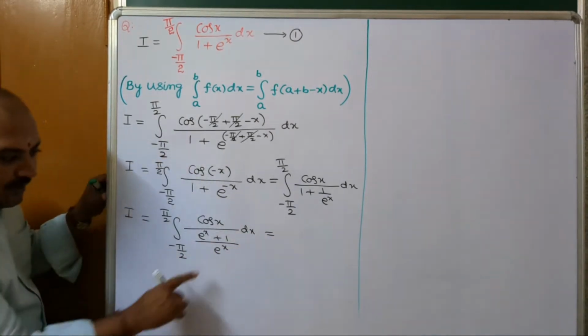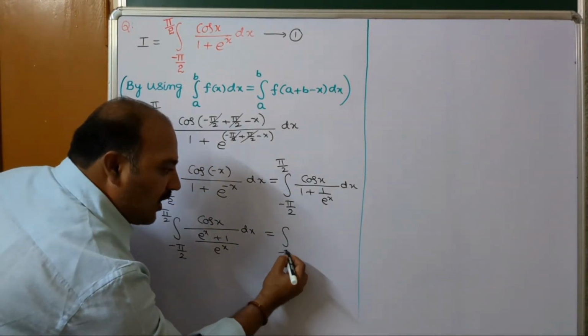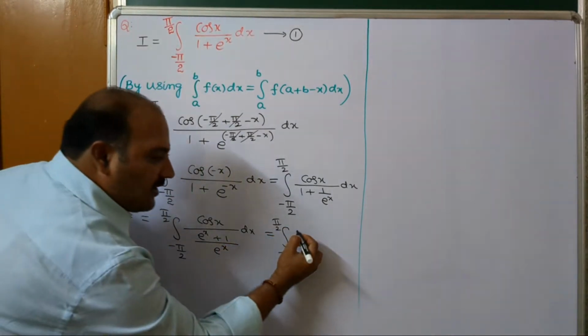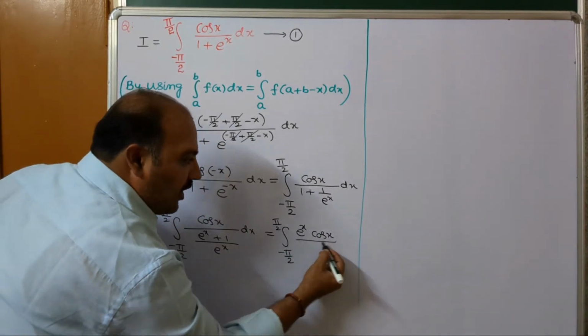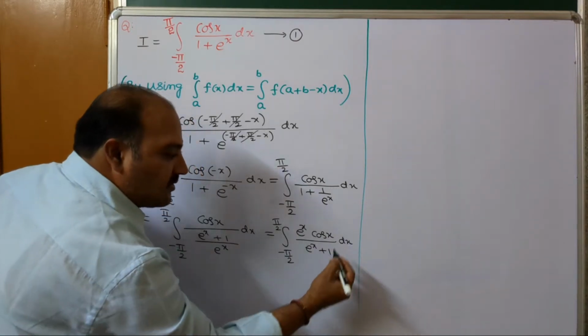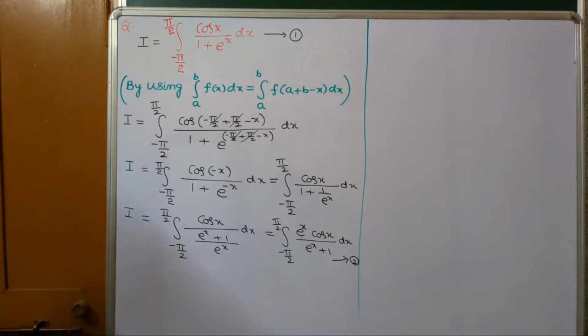That is equal to denominator of a denominator goes to the numerator. So integral minus pi by 2 to pi by 2 e power x into cos x divided by e power x plus 1 into dx. Keep that as equation number 2. Okay. After that, we have to add.